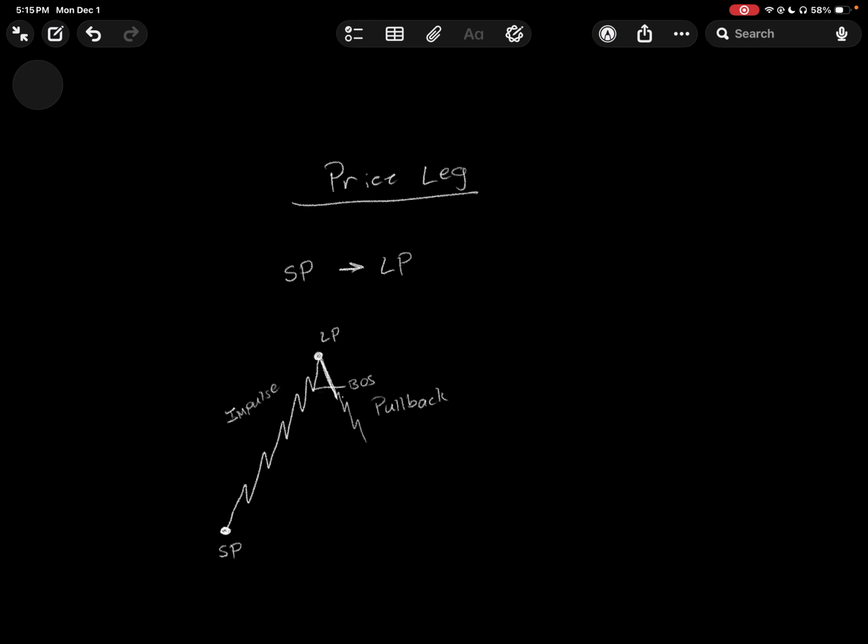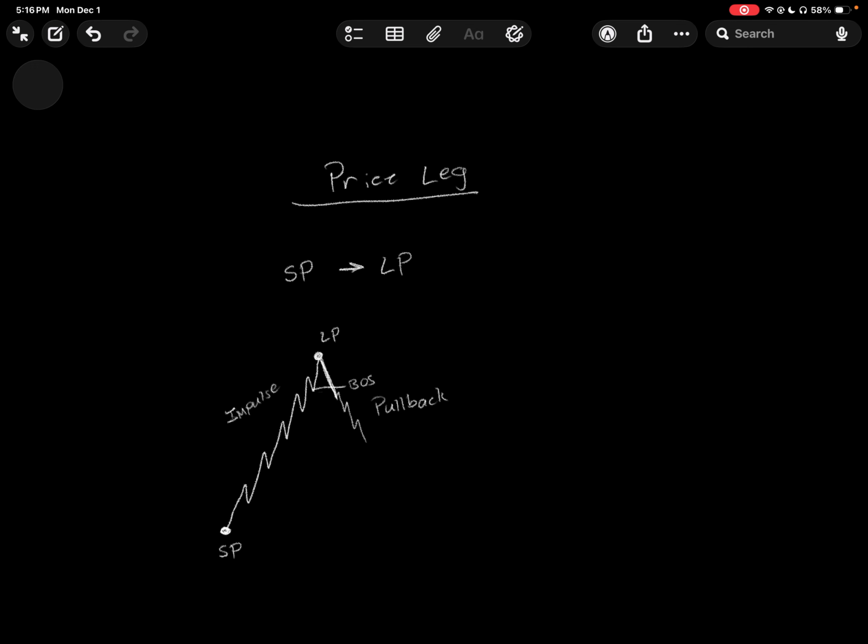And the pullback is where we want to look for all of our entries. I rarely look for entries inside of an impulse phase. I primarily look for entries inside of a pullback phase. Now, when you blend that into the market structure from looking at the market states of ranges and runs, you can play around with things, but primarily, especially if you're following the system I use and RCV, you're going to look for entries in the pullback phase.